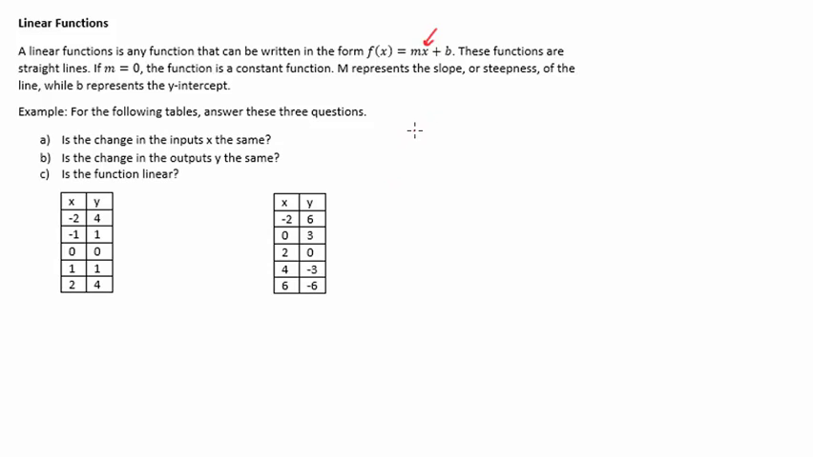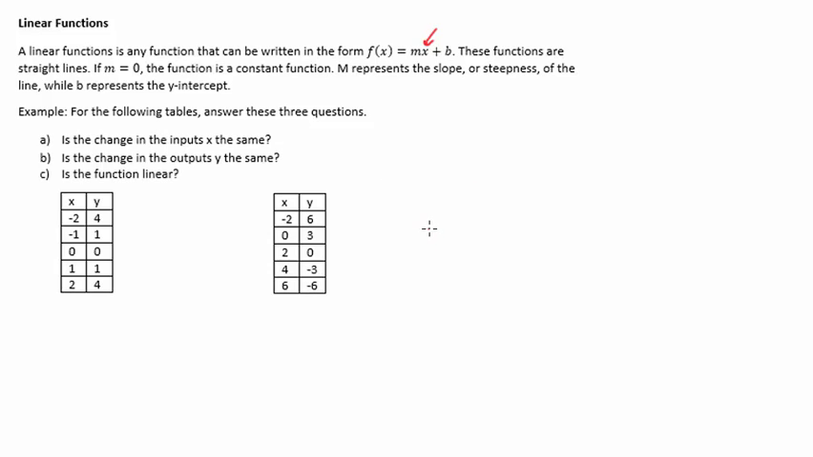Maybe we don't even have an x and we just have a number. Technically that's still a linear function, but this x is not to the second power, it's not to the third power, it's to the first power, which is why there's no exponent, because x to the first and x are the same thing. These functions are straight lines.